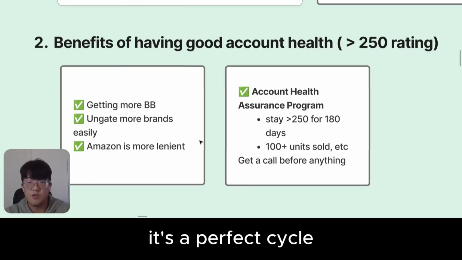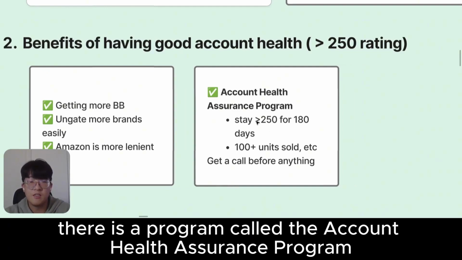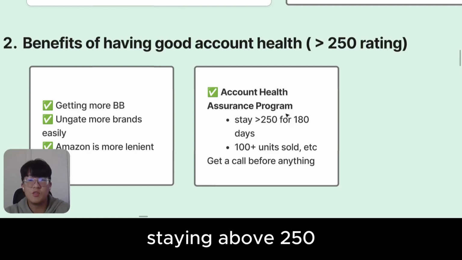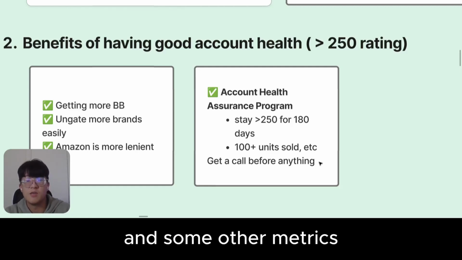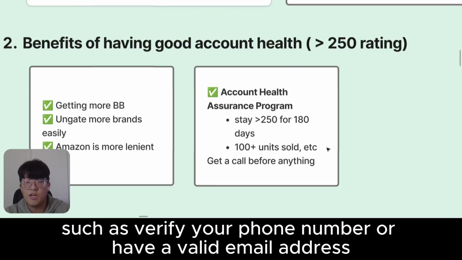It's a perfect cycle. Second, there is a program called the Account Health Assurance Program. Staying above 250 account health rating for 180 days and 100 plus units sold, and some other metrics such as verify your phone number or have a valid email address.